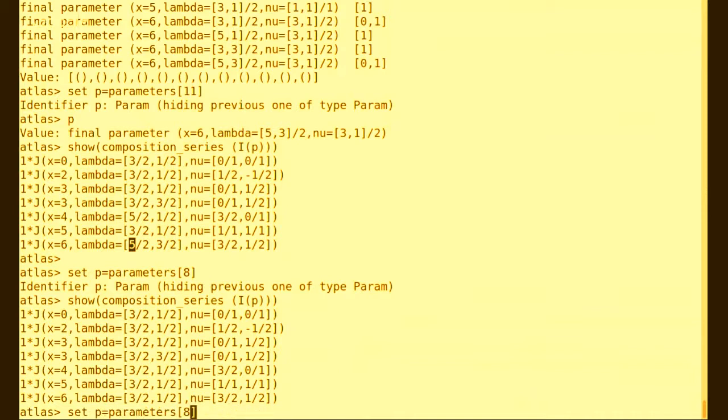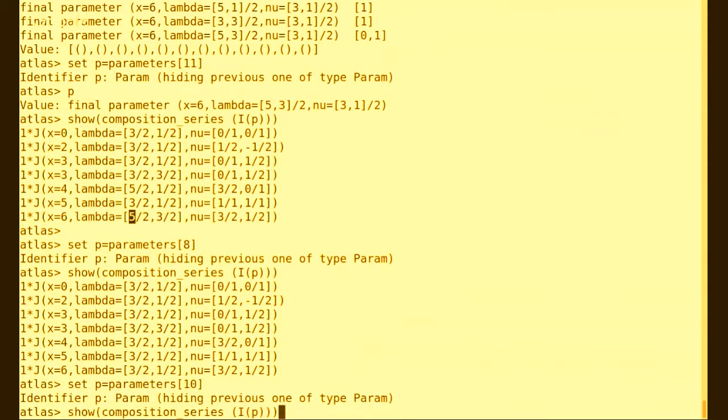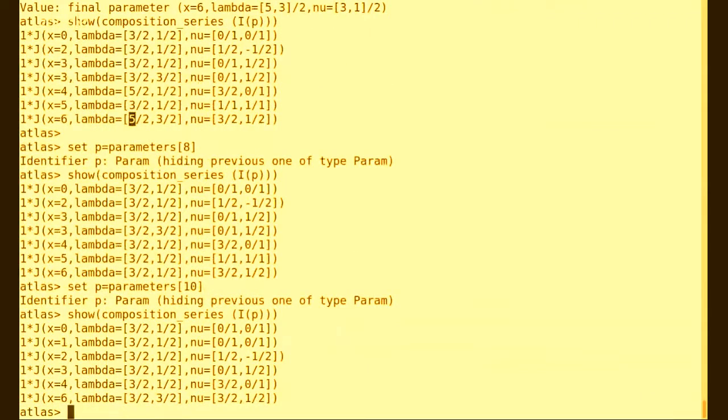Let's look at parameter number 10. Let's see, what's the composition series of this thing going to be? It's smaller. It's not irreducible, but it has a less complicated composition series.